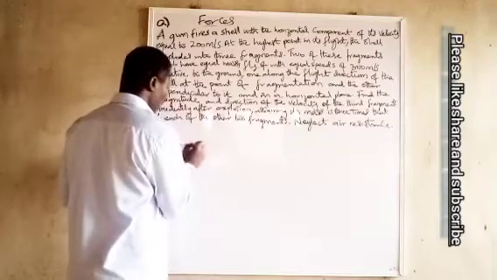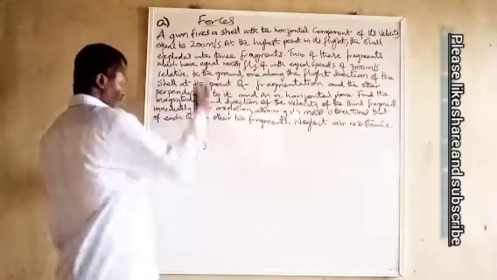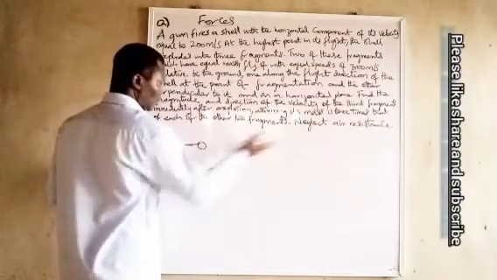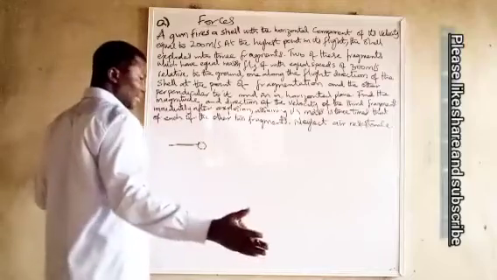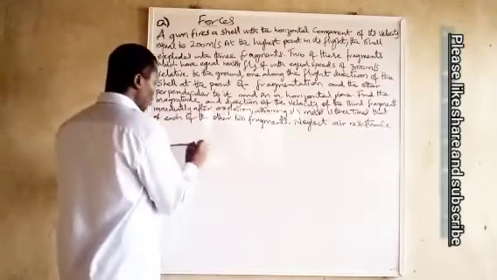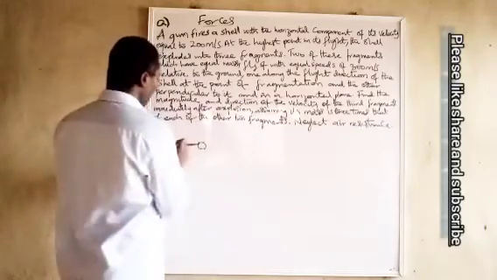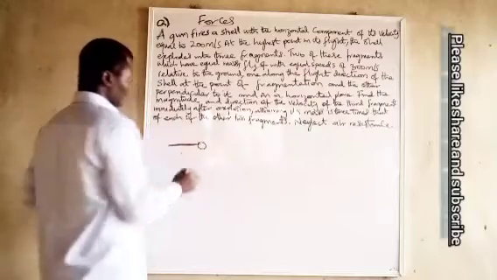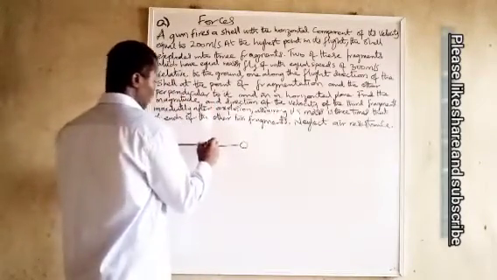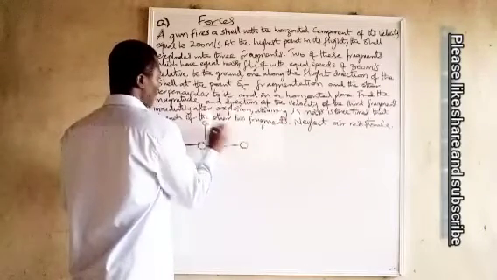We have a shell going like this. We are not considering the vertical components. We are just told about the horizontal components. And then it spreads like this. Everything about the vertical components, none of that is our business. So we have just 2 directions, forward and sideways. Now, we are told they break into 3. One goes like this, another one goes like this, and this one has mass m, and this one has mass m.